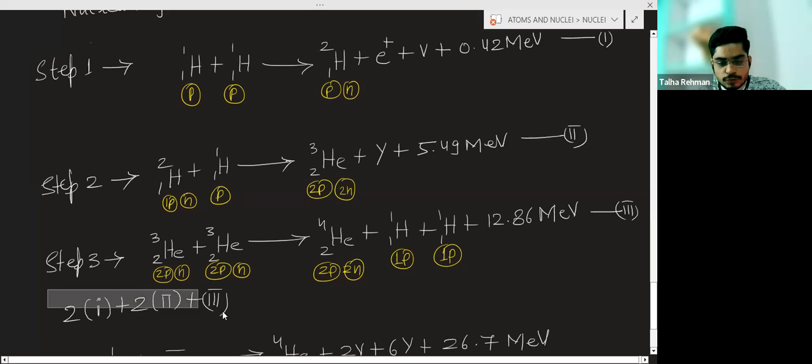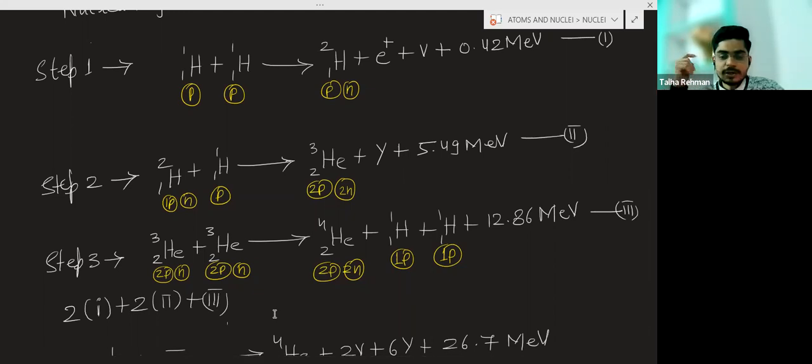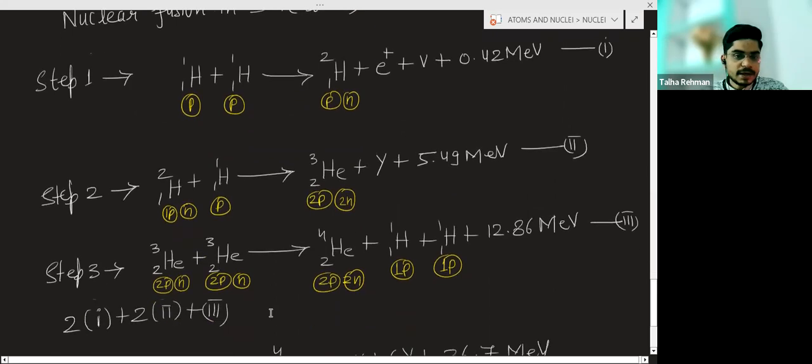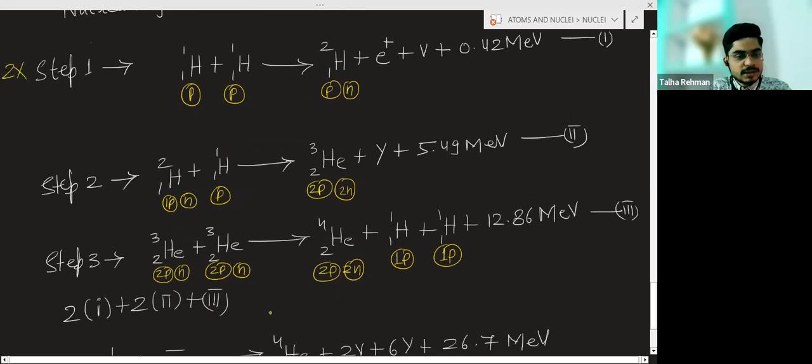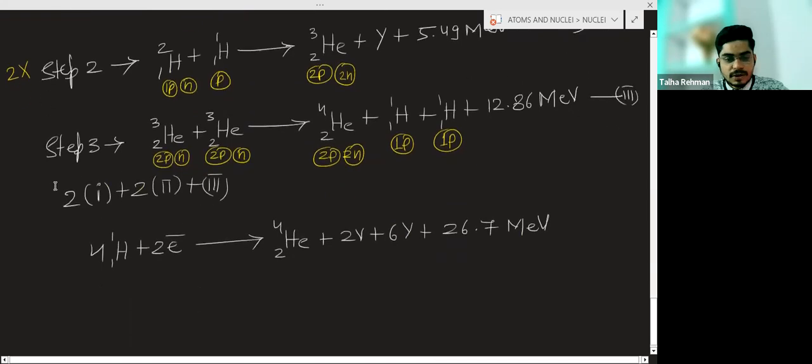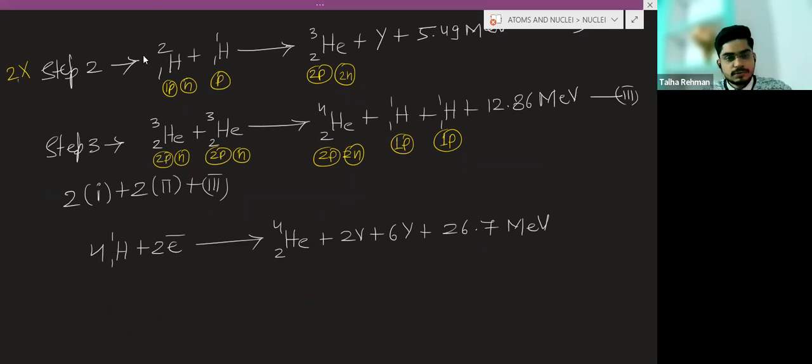If you want to write the whole equation in one step, what you should do is multiply this step with 2, multiply this step with 2, and add all these equations like this. Multiply this and add this, and you will get this equation, and you have to remember this equation.